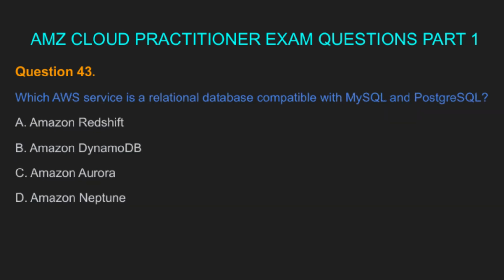Question 43. Which AWS service is a relational database compatible with MySQL and PostgreSQL? A. Amazon Redshift. B. Amazon DynamoDB. C. Amazon Aurora. D. Amazon Neptune. The answer is C. Amazon Aurora is a relational database service that is compatible with both MySQL and PostgreSQL.